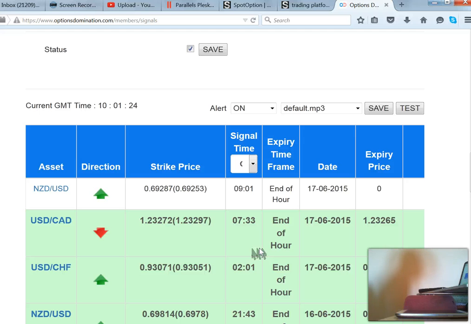Now, the truth is, you would have to learn how to use it. I now know how to use it. When I first got it some months ago, I was using it for taking the 5-minute trades, and I wasn't very successful. But I have now learned over time that it's more successful with the longer time frames, like the 30-minute time frame, or the 1 hour time frame, or 1 hour expiry.